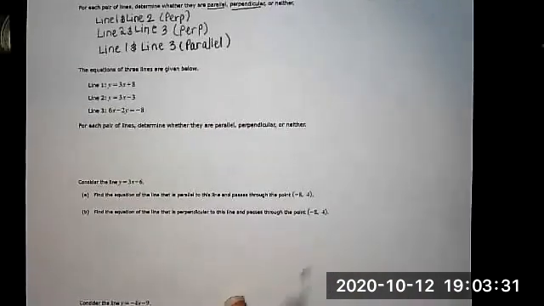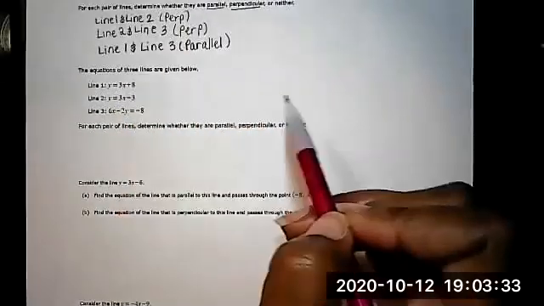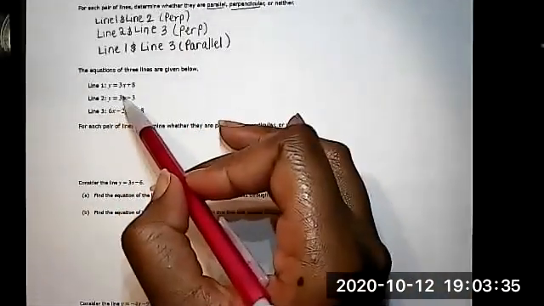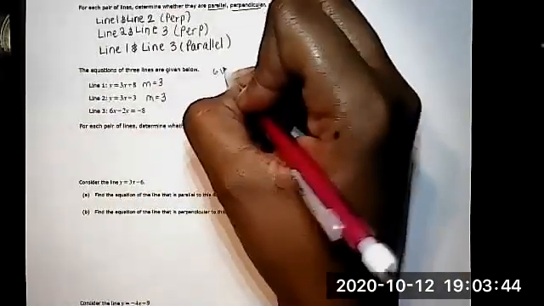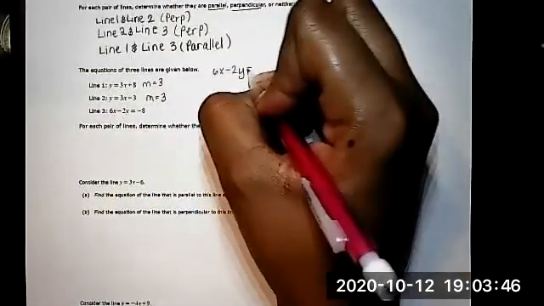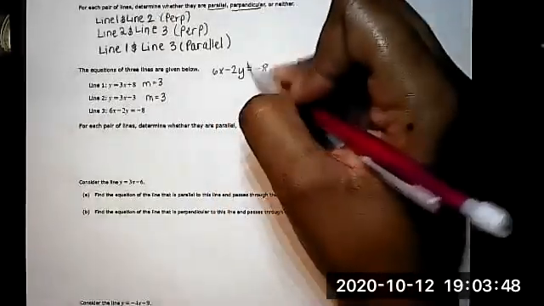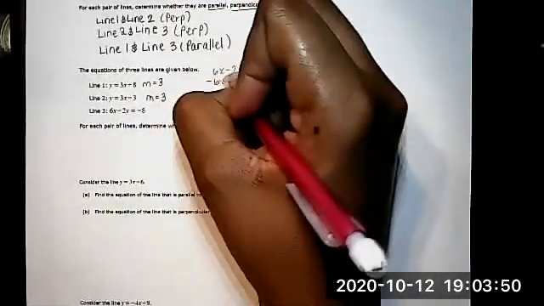Let's try this one. This one is y equals 3x plus 8. Y equals 3x minus 3. We know the slope here is 3. Slope here is 3. And for this one, we need to solve to figure out what the slope is. Solve for y. Subtract 6x from both sides.